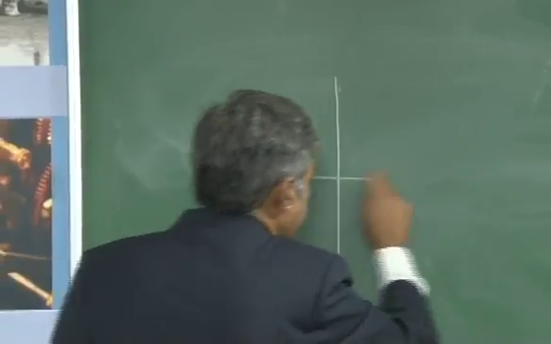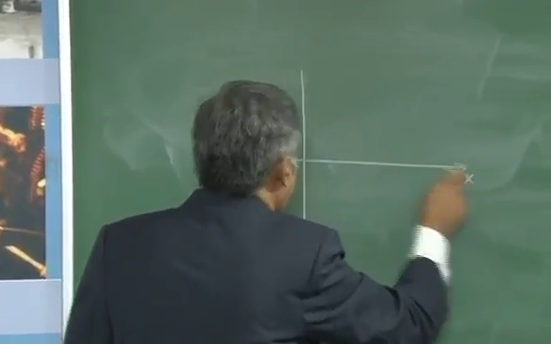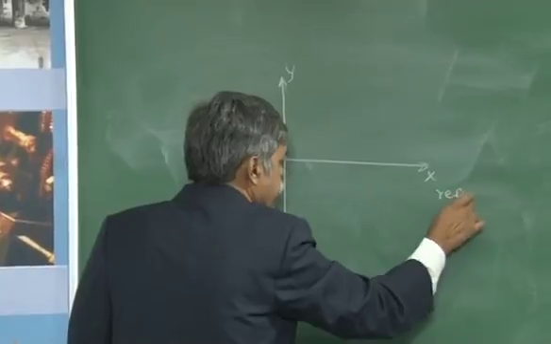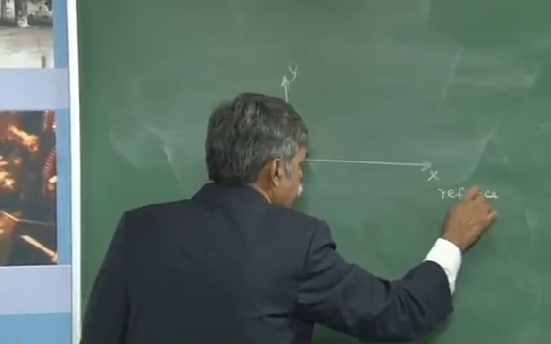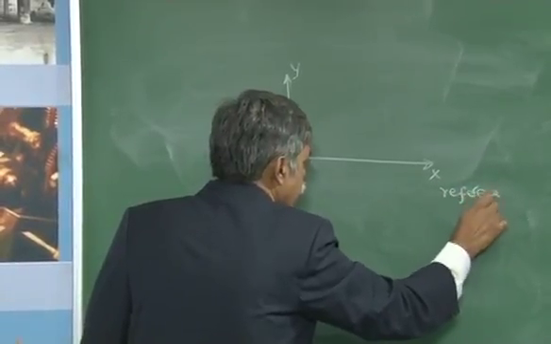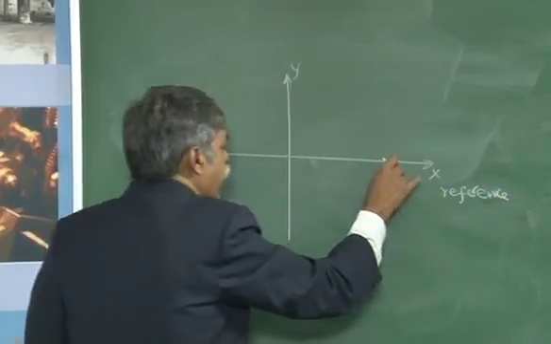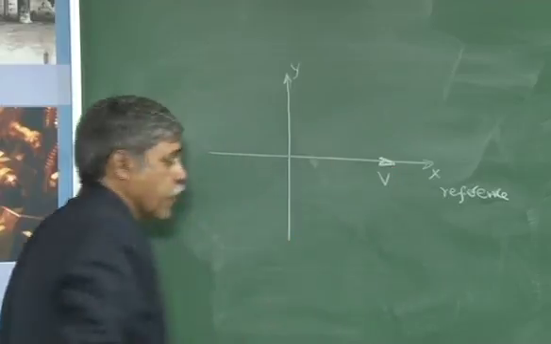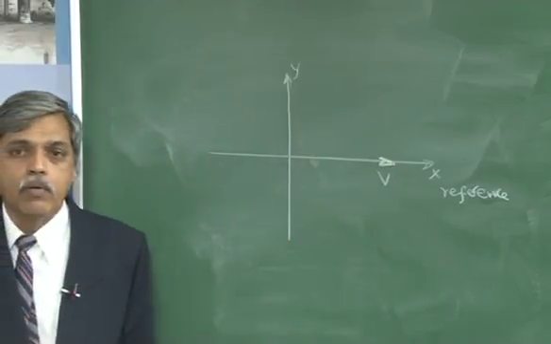I take my x and y coordinates, this is the x coordinate and this is the y coordinate, this is my reference direction. I am just drawing the voltage vector here. This is V, okay, this is V, fine.